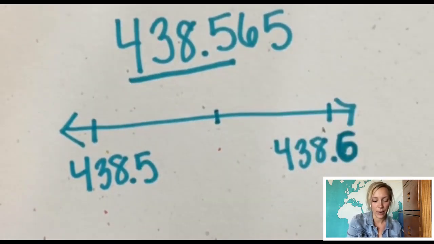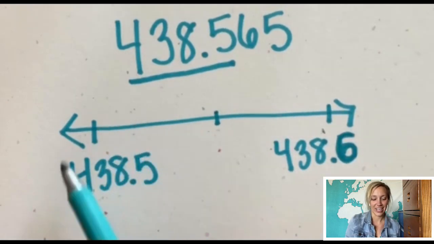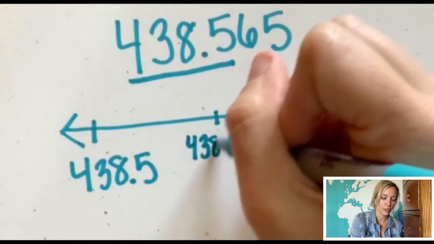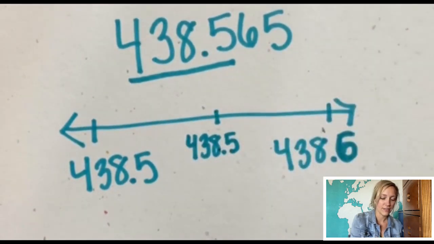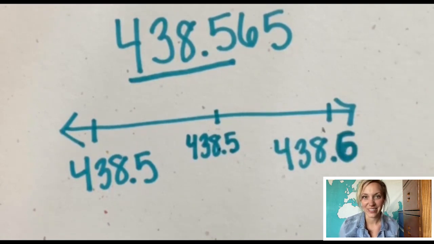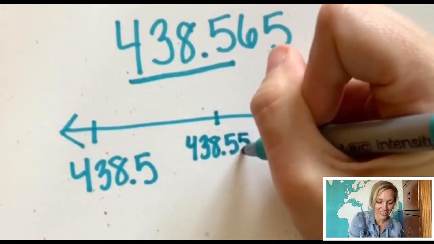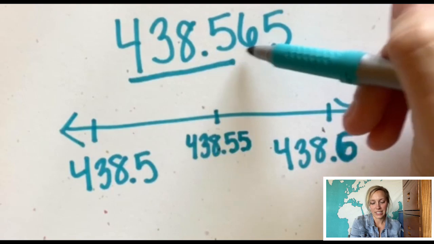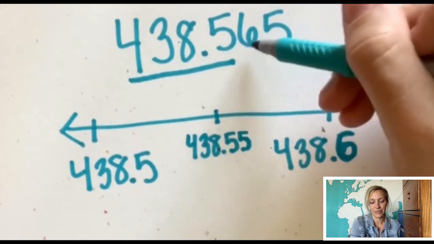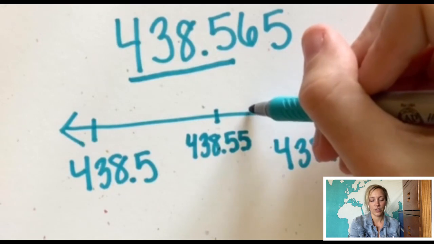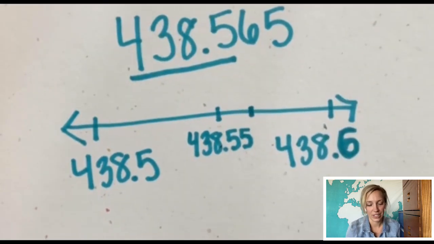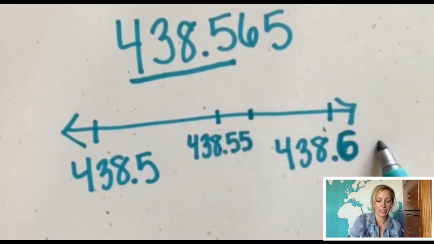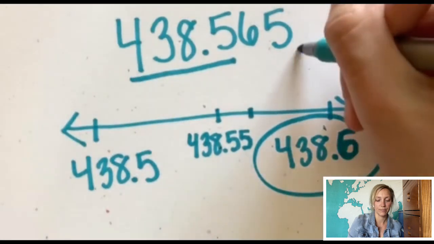So now I need to figure out my center benchmark. I'm going to take everything from this left benchmark, I have 438 and 5/10, and half of a tenth is going to be 5/100. So we're going to have a 5 here. Now I look back at my original number. I see here 438 and 56 hundredths. So it should fall somewhere around here once again. Now, we know that this number is closest to this number, to the nearest tenth.